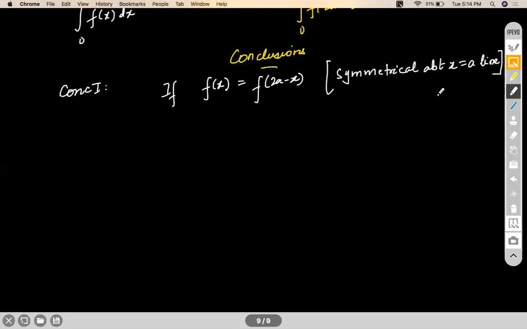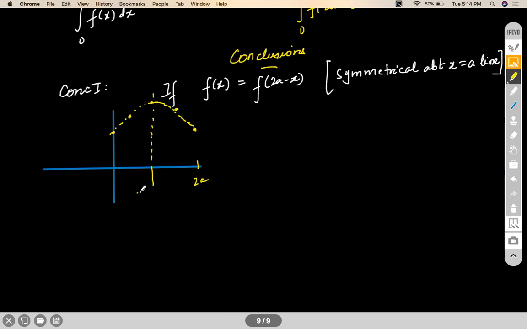How? Very simple. What you're trying to say here is that the value that the function has at x, let's say x is 0, the same value it will have at 2a. Let's say this is your 2a point, correct? So if you put 0, f of 0 will be f of 2a. If you put 1, let's say f of 1 is somewhere over here, then f of 2a minus 1 will also be like this. So this trend will continue till f of a becomes f of a. So basically the graph would be symmetrical about x equal to a line.